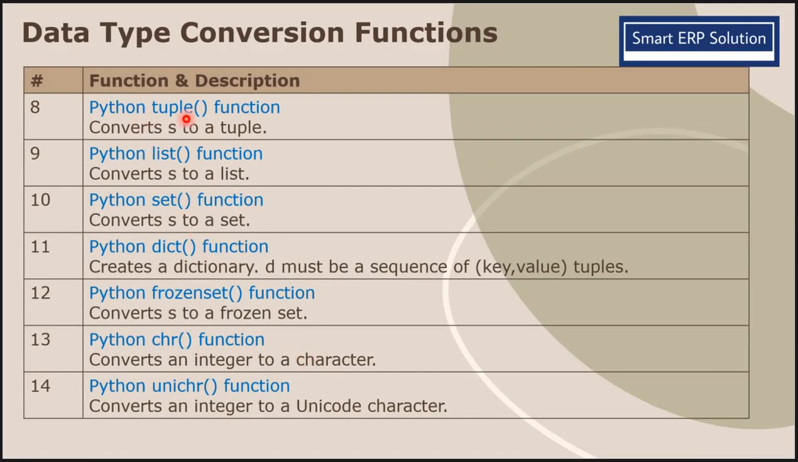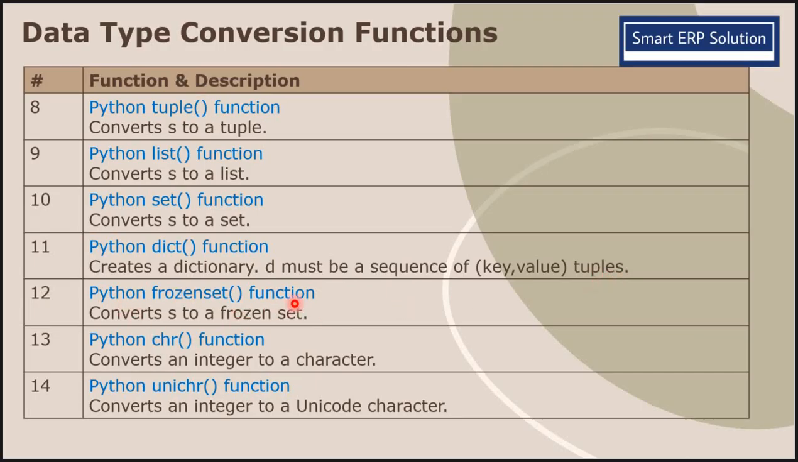Next, Python tuple function. It converts s to a tuple. Python list function. It converts s to a list. Python set function. It converts s to a set. Python dict function. It creates a dictionary. d must be a sequence of key and value tuples.